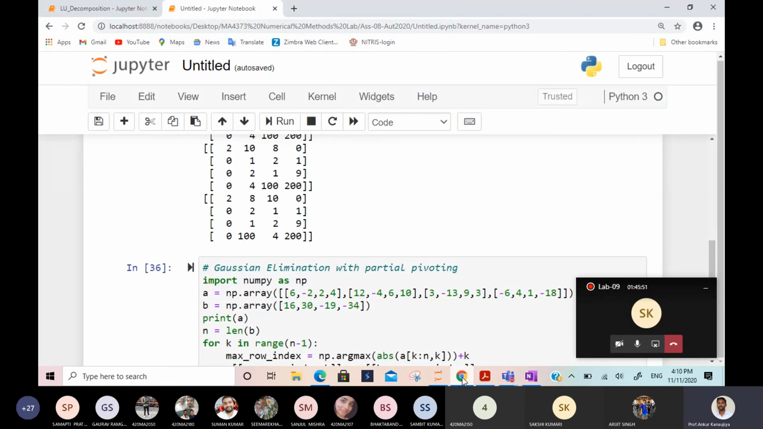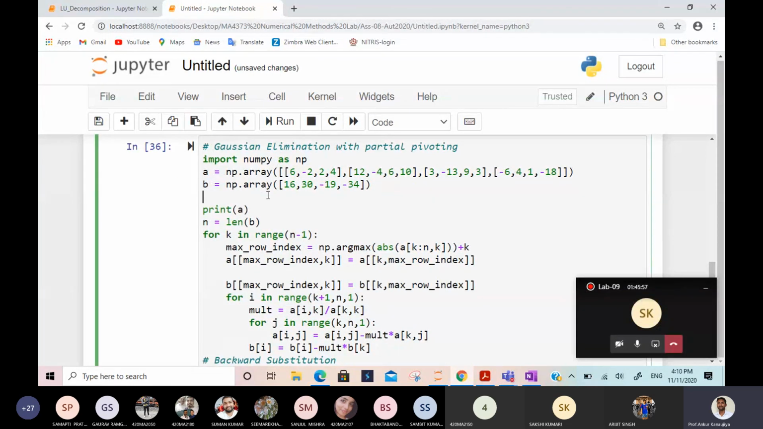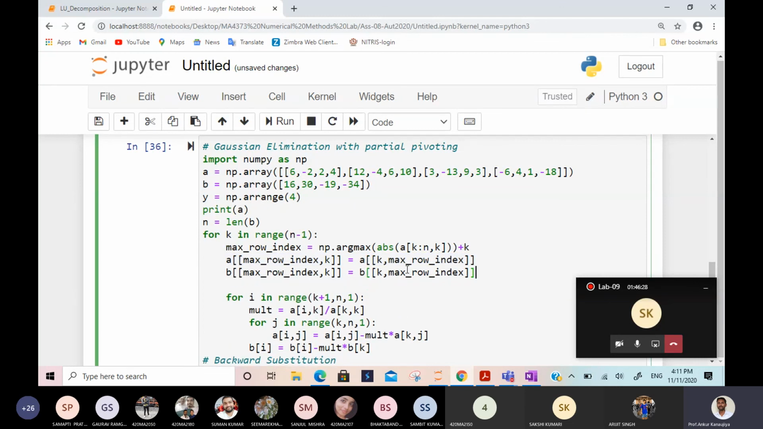So like here in this Gaussian elimination, we have to create one more label. Suppose I'm taking y as nothing but np.arange(0, n). It will start from 0 and go up to the size of this matrix. Here it is 4, so I'm writing 4. So we'll interchange here, like here when we are applying this row index change. This is the row in A, we change the row, in B we change the row. Now I will write these two things here.